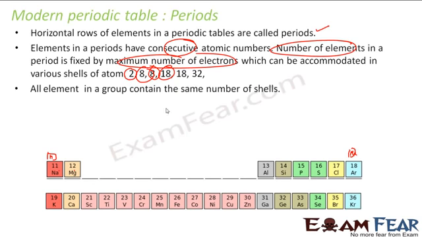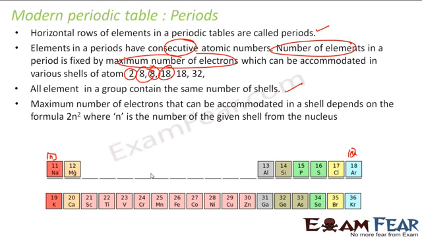And all the elements in a period have the same number of shells because they have similar electronic configurations. And the maximum number of electrons that can be accommodated in a shell depends on this formula. You know this formula, 2n square, where n is the number of the shell. Correct?